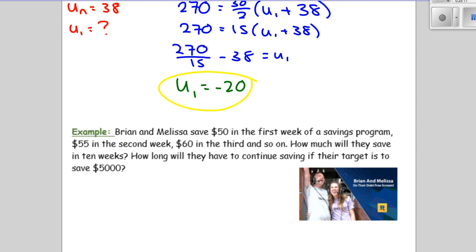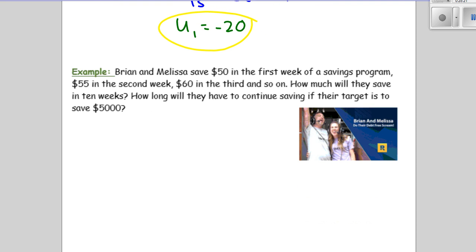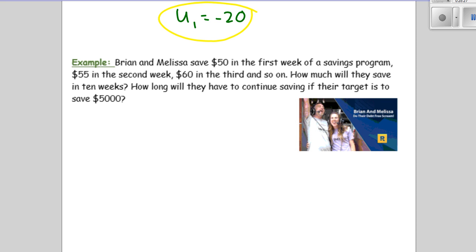Yep, great. Okay, Brian and Melissa. It's kind of getting into applications now anyway. So the very last topic, applications, it's kind of a bit of what we're doing in this lesson anyway. So Brian and Melissa save $50 in the first week of a savings program, then 55 in the second week, 60 in the third, and so on. How much will they save in 10 weeks in total?